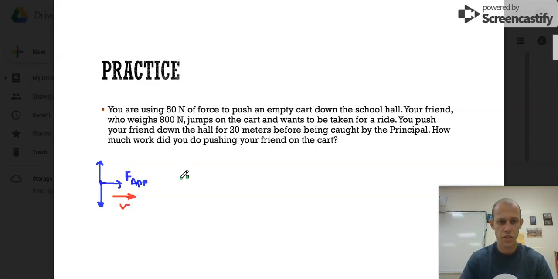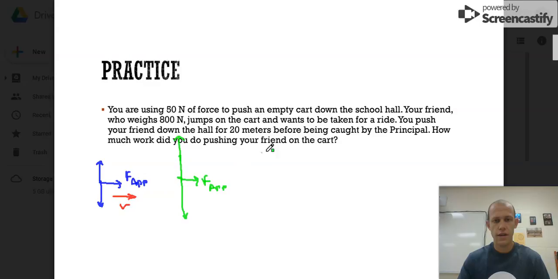Now let's look at it after your friend jumps on. So after your friend jumps on, the normal force just got a lot bigger because the gravitational force just got a lot bigger. But you pushing probably didn't get any bigger whatsoever. So your force applied is still the same thing. Okay, who knows? You might have started pushing harder, but without friction, which we're neglecting, you don't know.